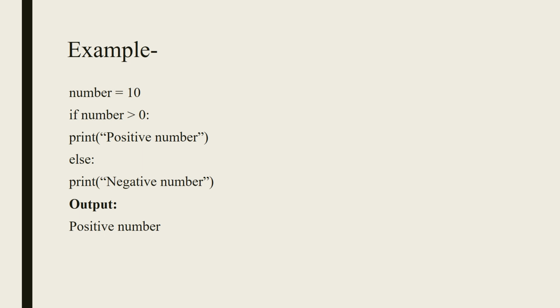Here is an example of an if-else statement. So we are checking if a number is positive or negative. For this, we are declaring a variable number and assigning the value as 10. And we are using an if statement to check if number is greater than 0. If it is greater than 0, then the output positive number will be executed. But if it is not, then the else part of the statement will be executed, which is the negative number. Since 10 is greater than 0, it has given the output as positive number.